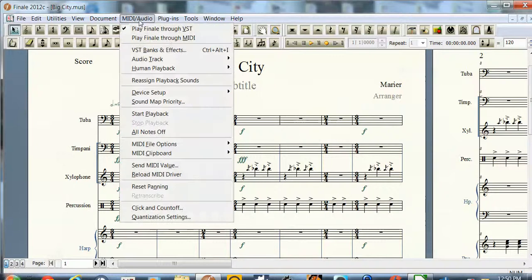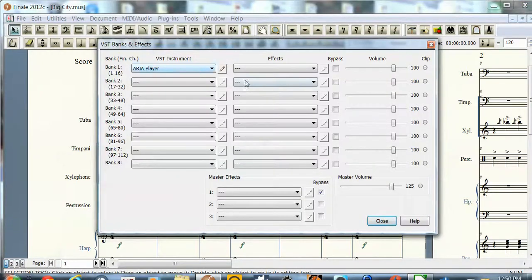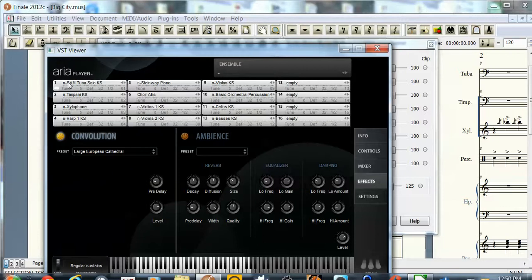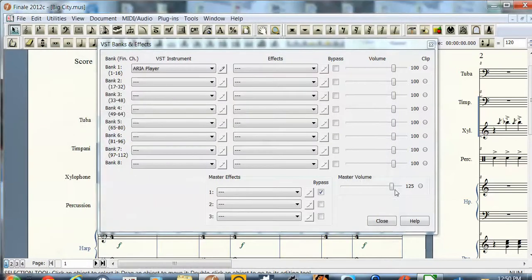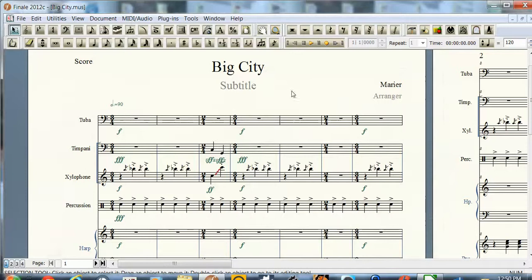Okay, let's take a look at the setup. Single VST bank. I'm using GPO4. The reason I can tell that is that there is an N prior to the name of the instrument, which means notation version, and that only shows up in GPO4. I'm using a large European cathedral with a fairly rich amount of level on the return and a little bit of pre-delay, which holds back the echo delay. Okay, let's leave that alone. Got the volume at 125. Okay, here we go. Take a listen.